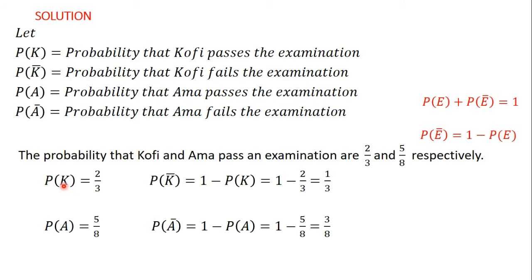So from what we have done here, we can say that the probability that Kofi passes the examination, which is represented by P(K), is 2 divided by 3. The probability that Kofi fails the examination, which is represented by P(K complement), is equal to 1 divided by 3. In the same way, the probability that Amma passes the examination, which is represented by P(A), is equal to 5 divided by 8. And the probability that Amma fails the examination, which is represented by P(A complement), is equal to 3 divided by 8. It's important that you find these terms before you start solving the question.